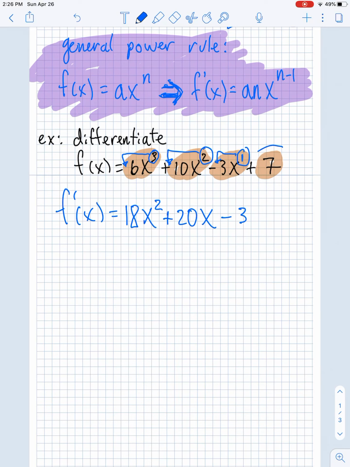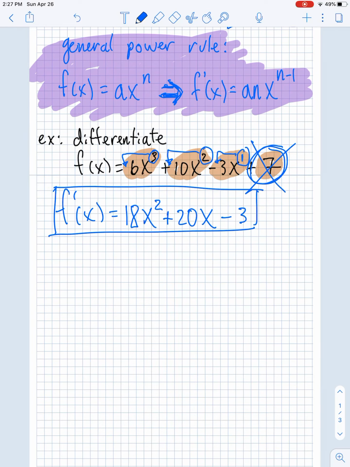This last part here, the +7, I can show you the algebra behind it, but really all you need to know is that if you try to take the derivative of a constant, it's just 0. So you don't actually have to do anything with the 7. You're done right here. This is the derivative of 6x cubed plus 10x squared minus 3x plus 7.